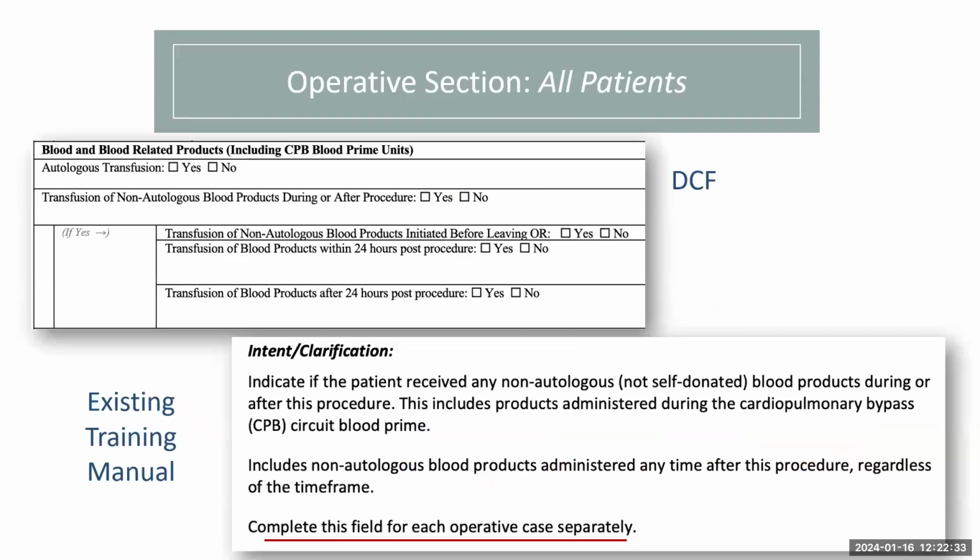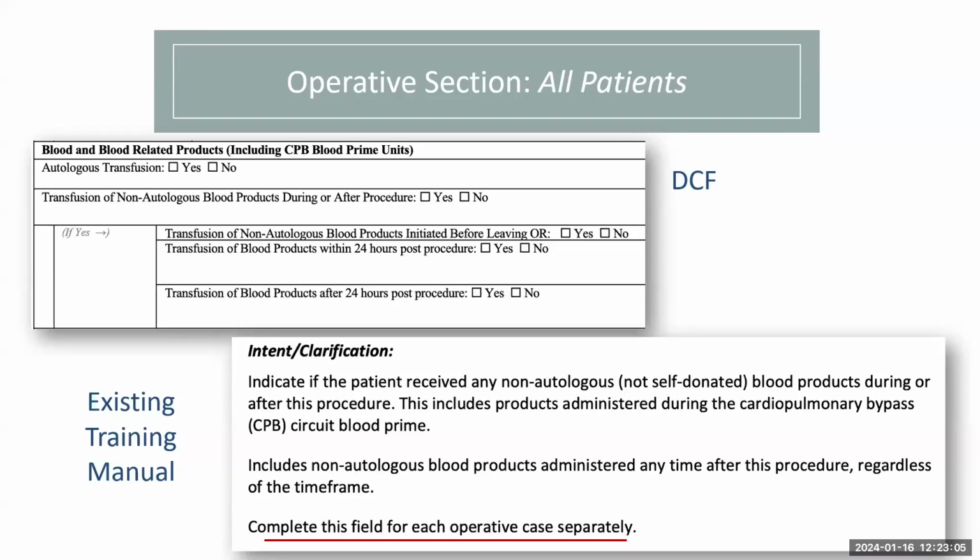So we'll start with the first section of the database, the operative section, and this is where blood is collected on all patients. So regardless of age or whether you participate in anesthesia or not, you should be collecting blood in the operative section. And from the data collection form up top, you're answering a question as to whether there was first an autologous transfusion, and then a transfusion of non-autologous blood products during or after the procedure. Of course, if you say yes to that, then you answer the next 3 questions.